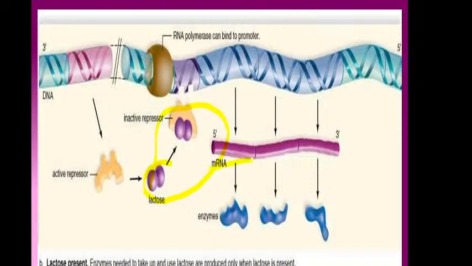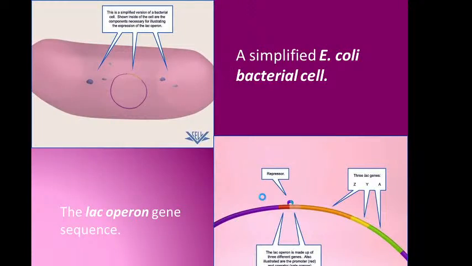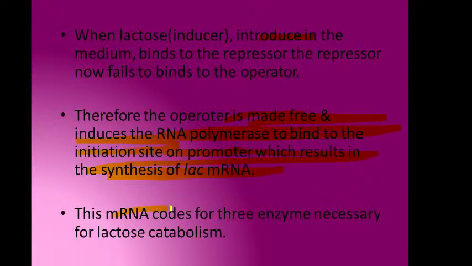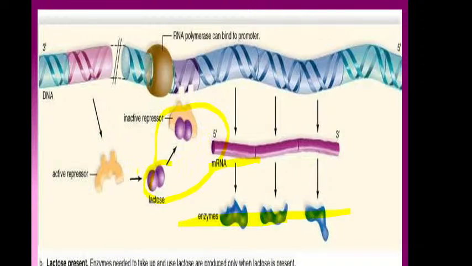We will be able to get mRNA, and from the mRNA we will get the enzymes beta-galactosidase, permease and transacetylase. So this mRNA codes for three enzymes necessary for lactose catabolism. This is the thing basically. So lactose is an inducer here.